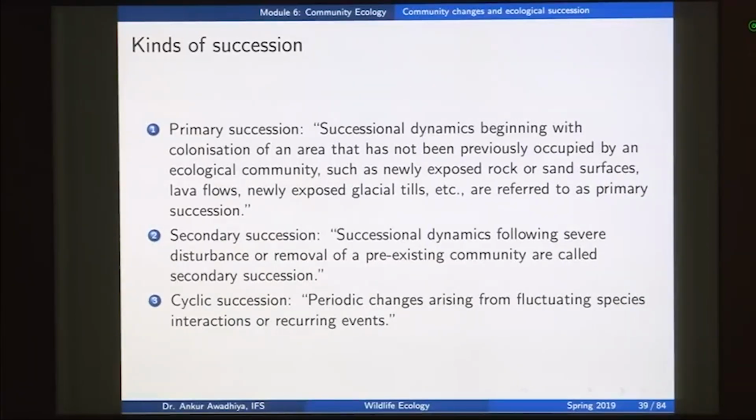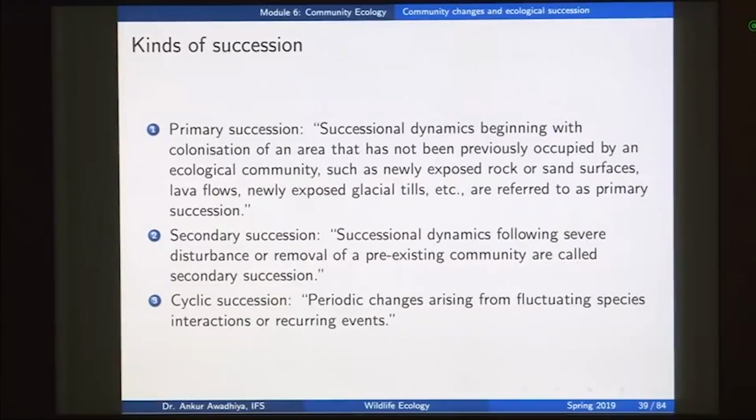The second one is a secondary succession. Successional dynamics following severe disturbance or removal of a pre-existing community are called secondary succession. A good example is a forest that suffered a forest fire, and in that forest fire all the plants died off, and so you have an area that is now devoid of any vegetation. Now, when succession starts again in that area, that is known as a secondary succession.